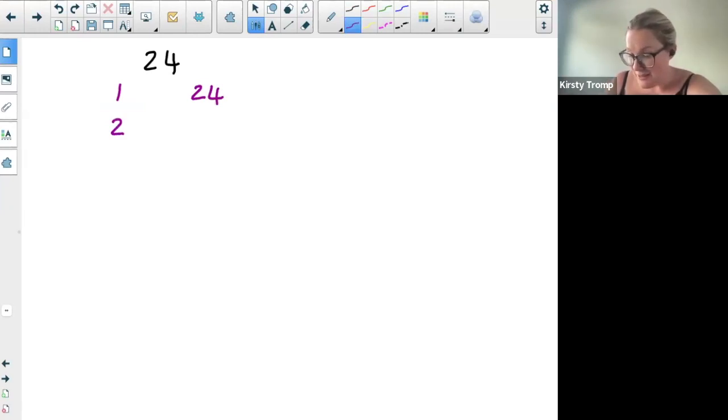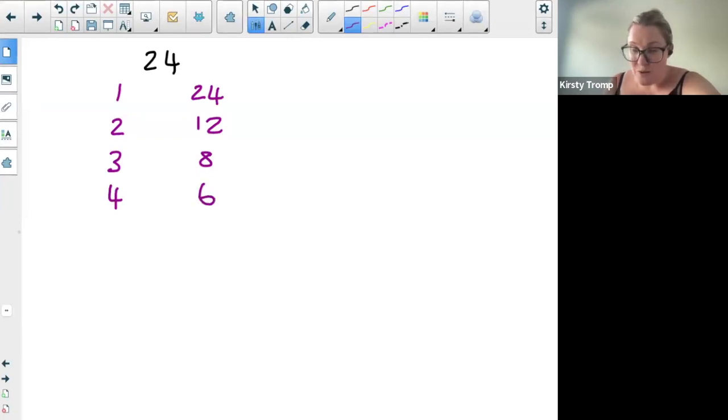24 divided by 2 is 12. Well done. Can 3 go into 24? Yes. So 24 divided by 3 is 8. Well done. Can 4 go into 24? Yes. 24 divided by 4 is 6. Well done.